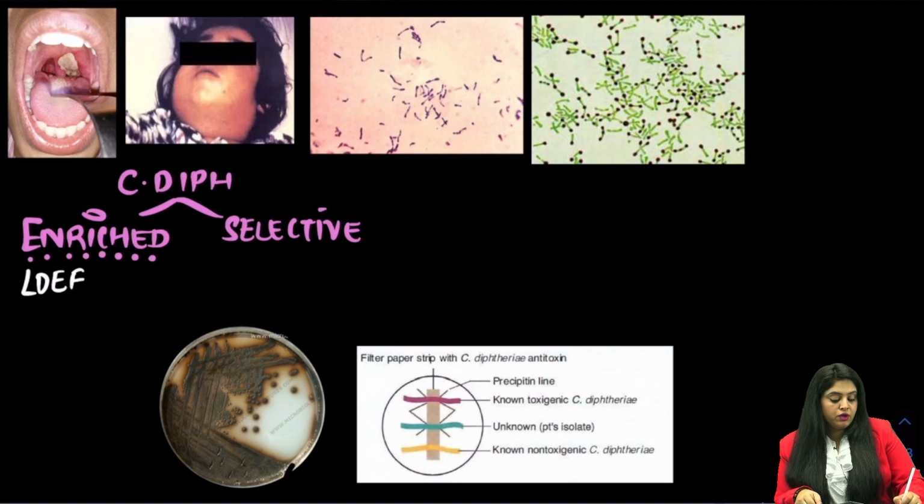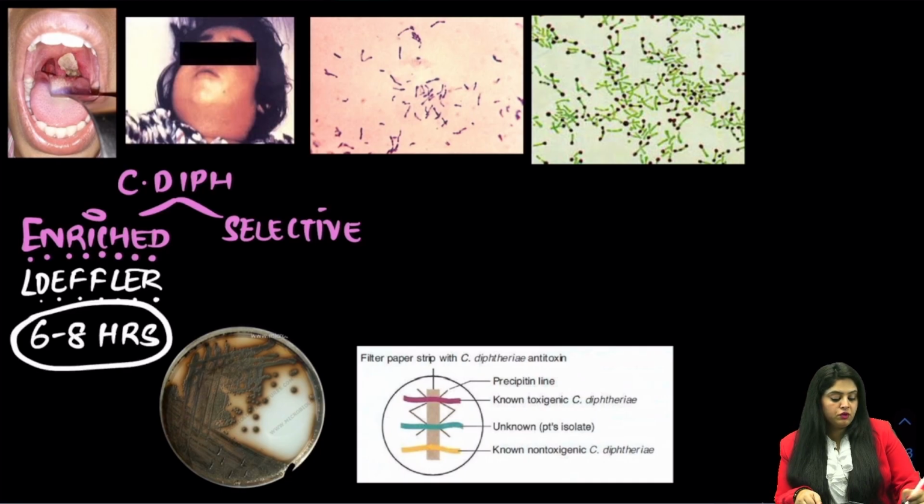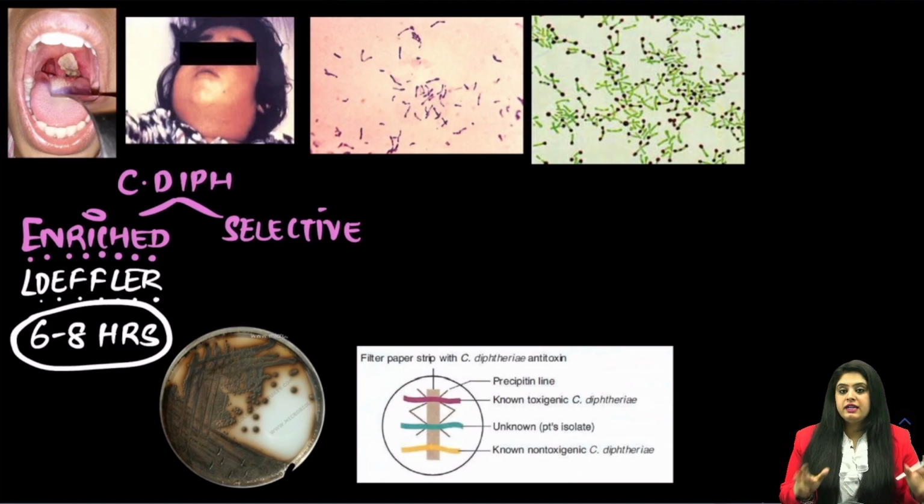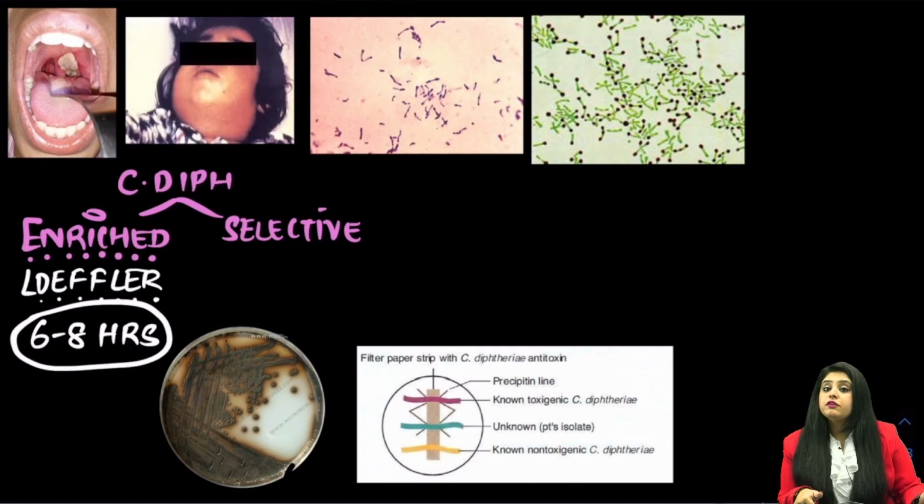So we are going to do Loeffler. Loeffler also has 8 alphabets. Again, you can call it a waste of time, but count 8. Why? Because it takes 6 to 8 hours to grow on a Loeffler serum slope. The enriched media, which has 8 alphabets, has Loeffler as the example, which has 8 alphabets, and 8 hours is what it's going to take to grow. So this is for fast diagnosis.